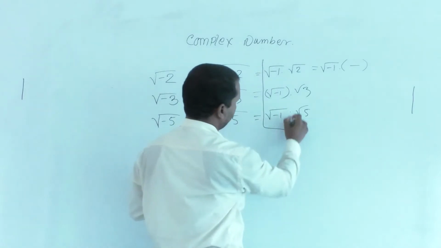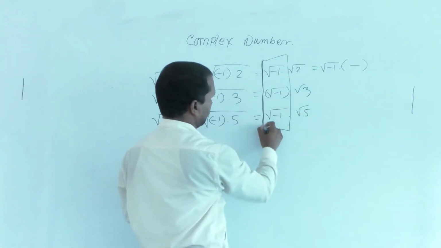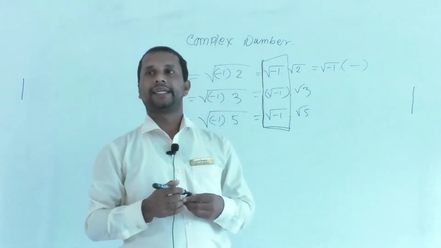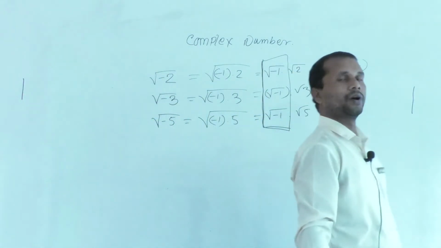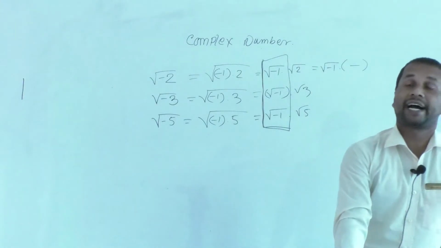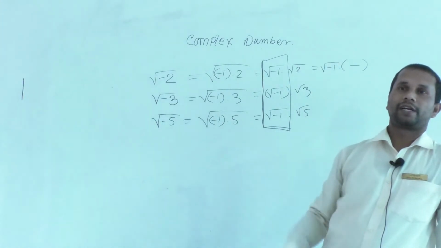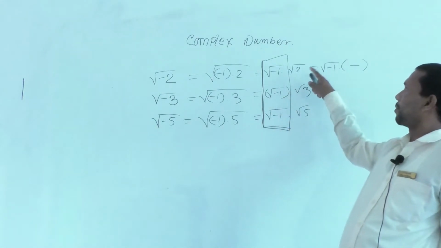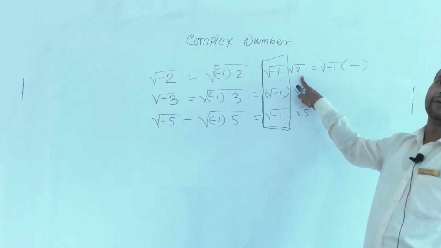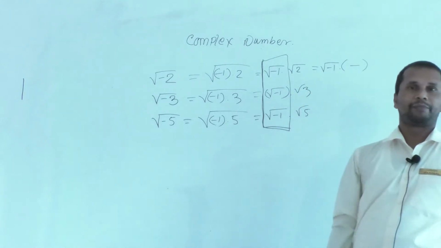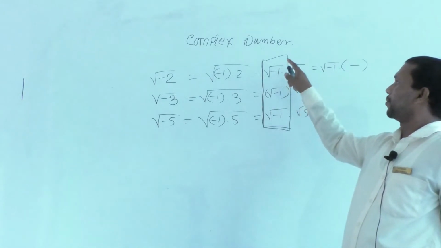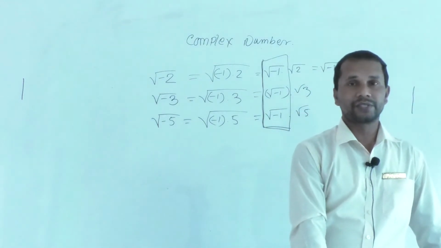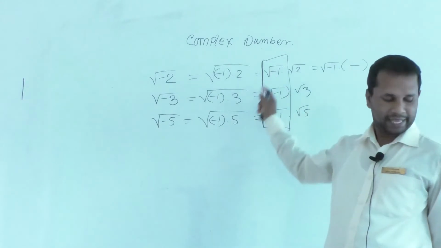So the problem is here. What is the problem? The problem is root over minus 1 for every number. That is, if you are given root over minus 139, then it can be written as root over minus 1 into root over 139. Then you know the value of root over 139, but you don't know the value of root over minus 1. In mathematics, complex number is introduced for this minus 1, nothing else.